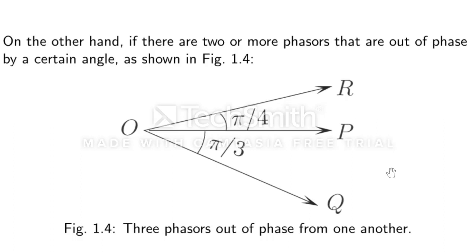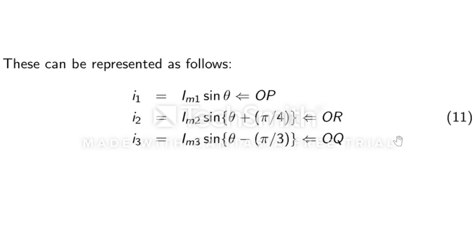On the other hand, if there are two or more phasors that are out of phase by a certain angle as shown in figure 1.4, that is, figure 1.4 represents the three phasors out of phase from one another. These can be represented as follows.